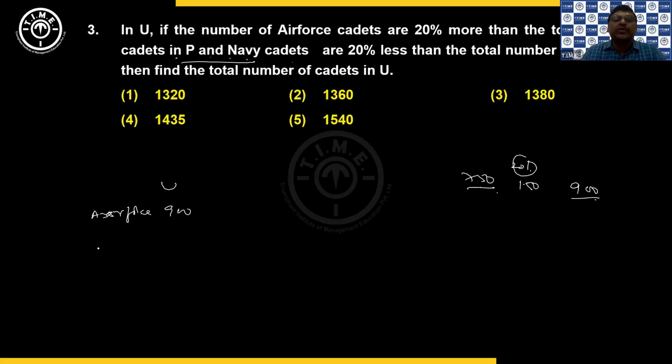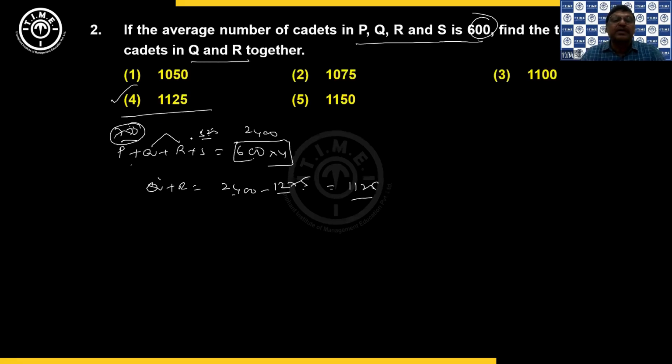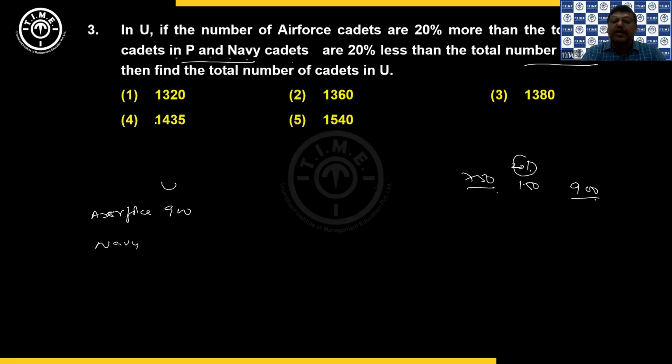What about Navy, students? Navy is 20% less than S. What is S? Just now you told me S also in the previous question, 525. 525 means, students, again I'm asking you what is 10%. I'm sure you can say 10% is 52.5. 20% means double of this, 105. But this is 20% less, so 525 minus 105, 420. Navy is 420.